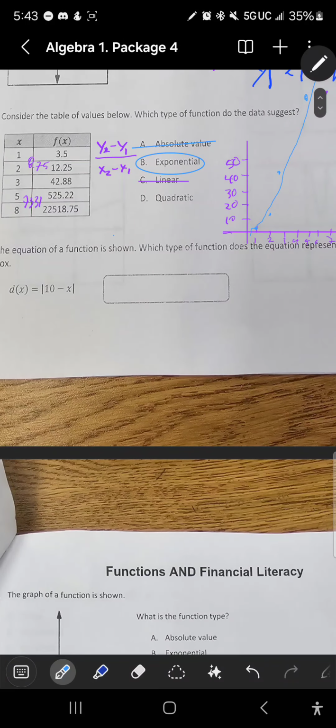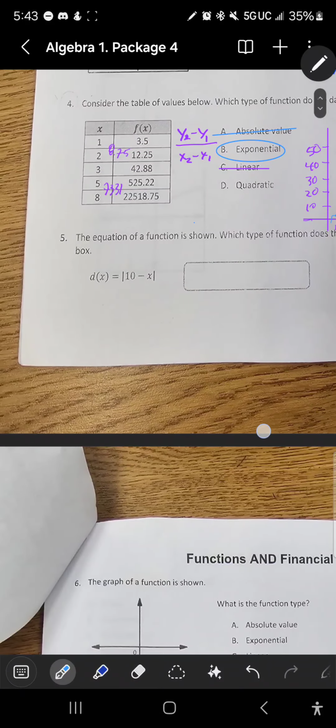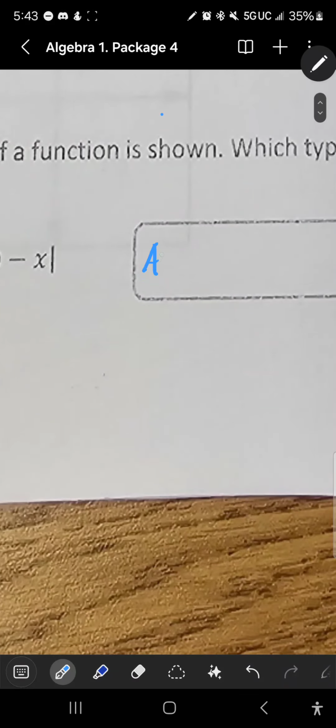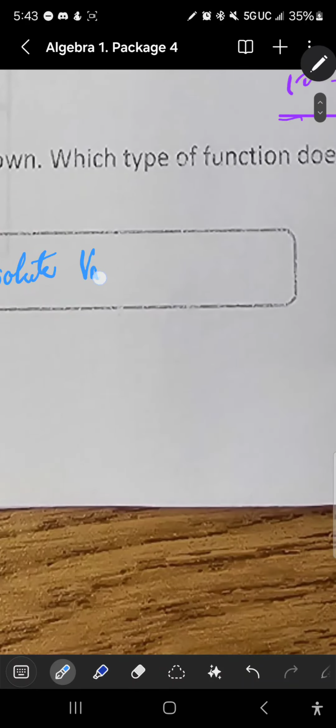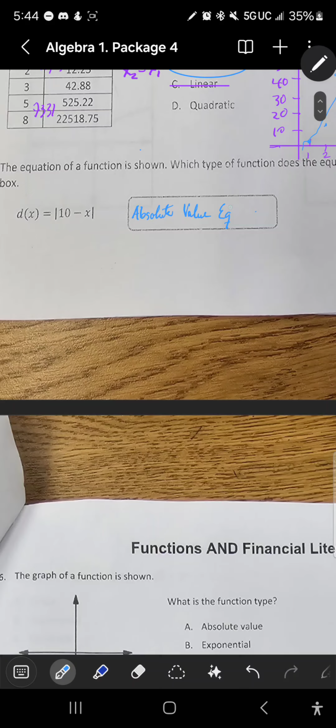Now, the equation of a function is shown below. Which type of function does the equation represent? Write your answer in the box. Okay, so you can see here, this is an absolute value. It has the 2 lines. It doesn't matter that there is an x inside. So we are looking at an absolute value equation. That's it. Or function. Actually, it's function.